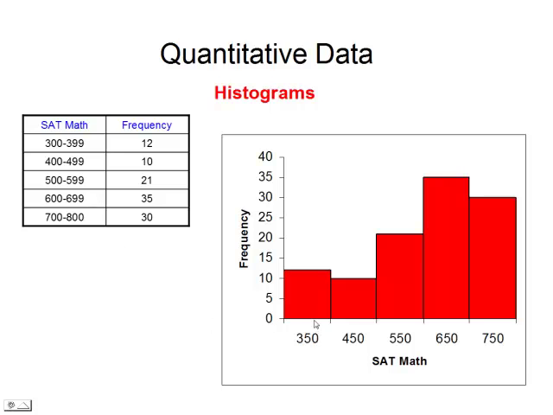So we can see that on the first bar we have 12 people that had between a 300 and a 399. We had 10 people between 400 and 499, and so on. Now, unlike a bar chart, a histogram's bars will touch each other, and they must be in numeric order. Since we're dealing with quantitative data, numeric variables, the data has to go from lowest to highest.